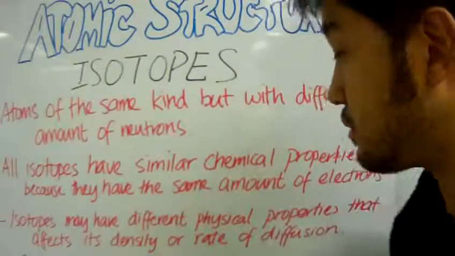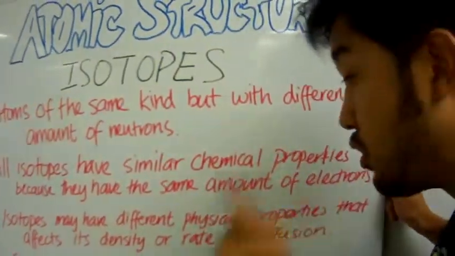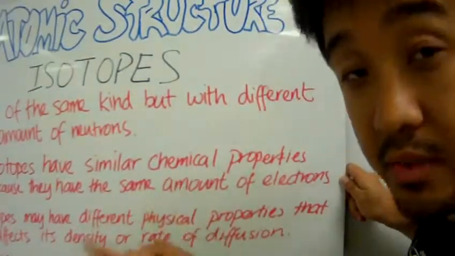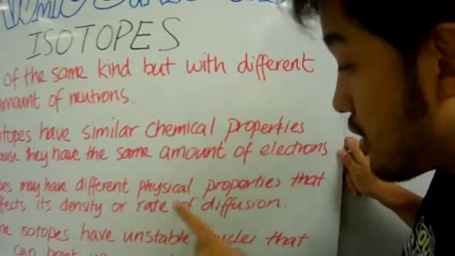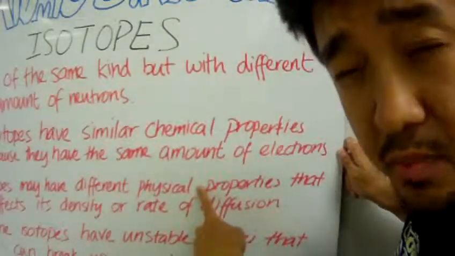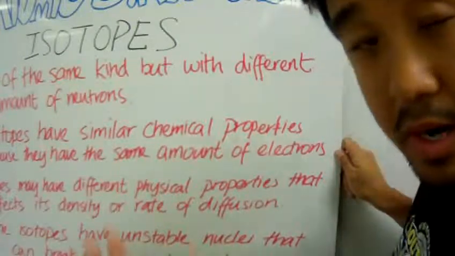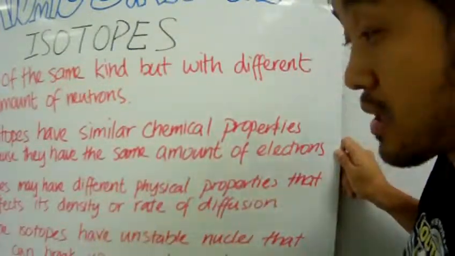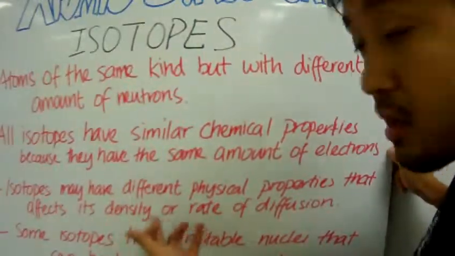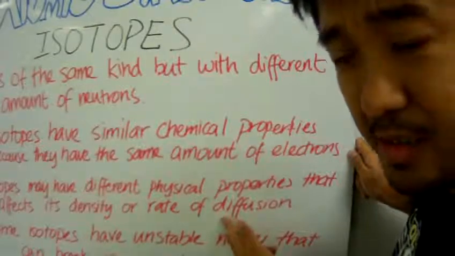Alright, moving on. Isotopes may have different physical properties. Alright? The reason why they have different physical properties is because of the mass. It has extra neutrons, perhaps. And that extra neutron will affect its density, for example, or the rate of diffusion, for another example.